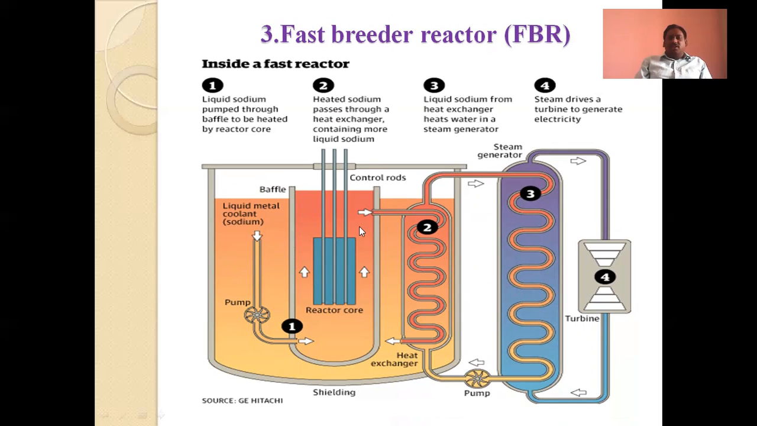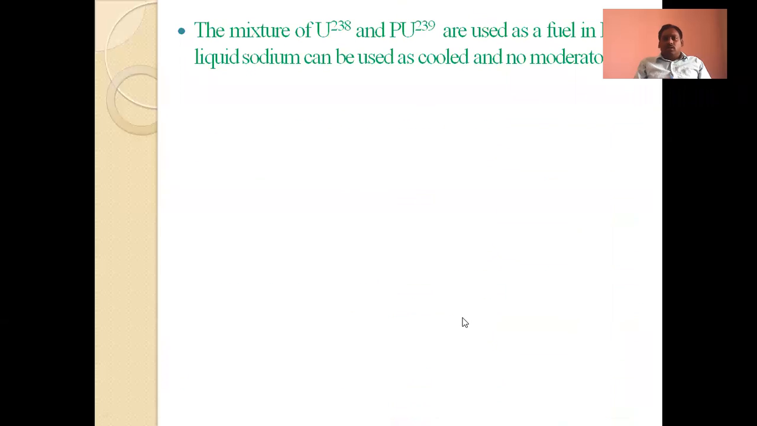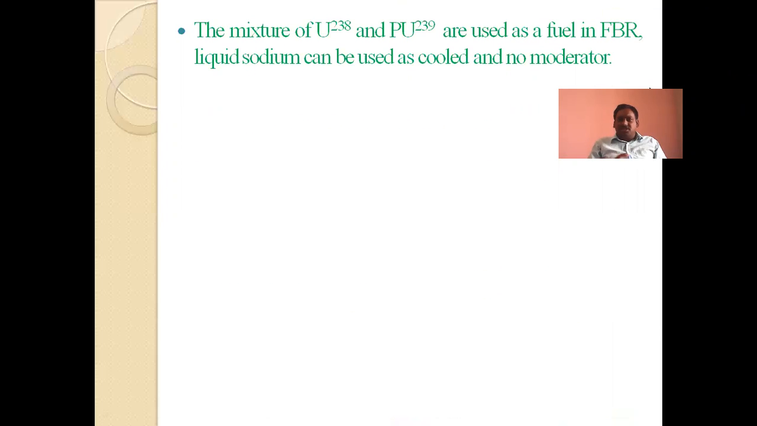So this is the breeder reactor. This is the reactor core, and here is the fuel. These are the control rods, and here light water is not used as a coolant. In these breeder reactors, liquid metal is used as a coolant, and there is no moderator in the fast breeder reactor. Fast breeder reactors do not have moderators.